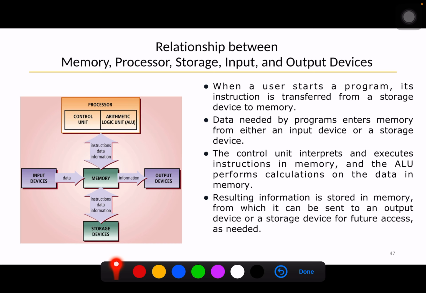The component is memory, of course. Memory is the only component that can have a direct connection with the processor. So why not input and output devices or storage devices connected directly to the processor? Because the processor is too fast. The processor is the fastest device in the computer. In simple words, only memory can be friends with the processor.